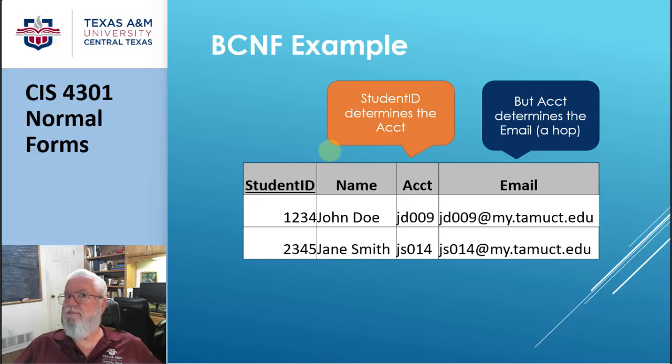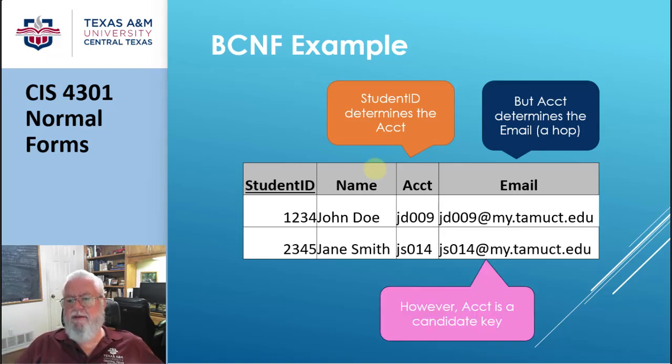All right? So this is a hop. No different than the employee with the department and the department supervisor, it's still a hop, right? The problem is that the account is a candidate key. In other words, it's just as good as a student ID. By the way, email is also one. But the point here is because account is a candidate key, it doesn't meet the definition of a third normal form. So they created a brand new one.